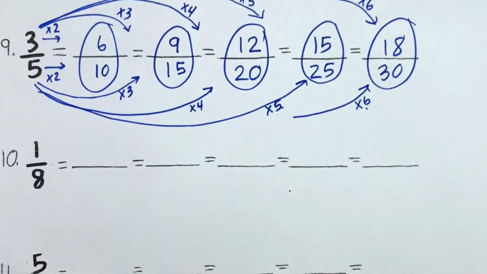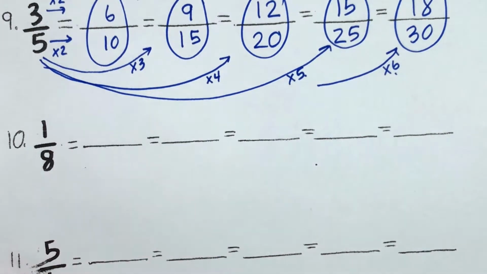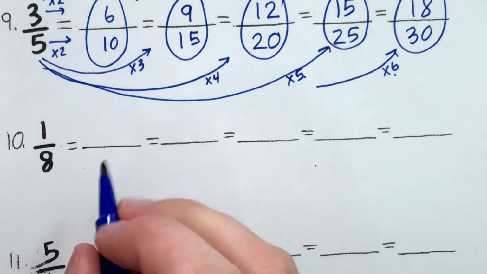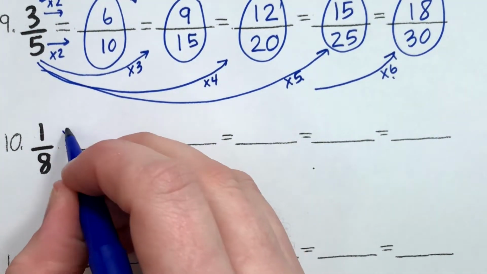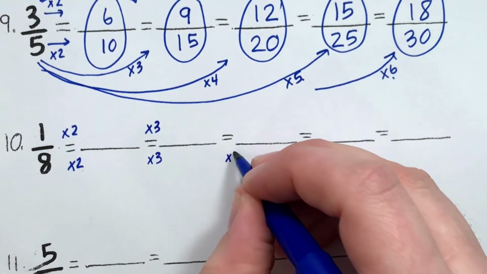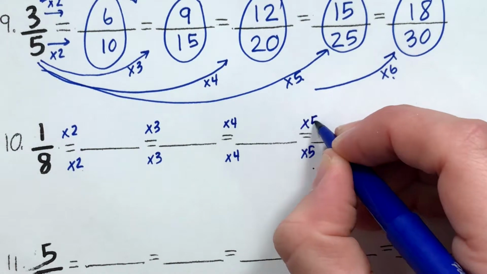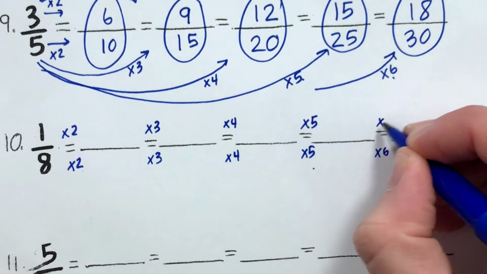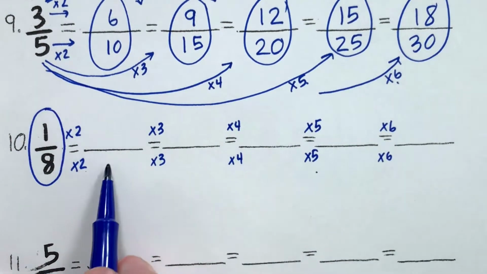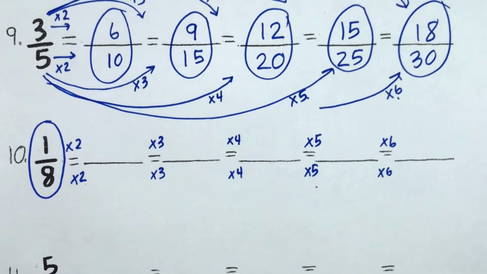All right, so let's look at number 10. Okay, number 10 is 1/8. So this time, instead of doing all the arrows like I did last time, I'm just going to set up my line here by writing what I'm multiplying above and below each equal sign. Okay, but I want to make sure that I'm always going back to my base fraction. I don't want to get confused and start multiplying each denominator together and each numerator. So I'm going to show you exactly what I mean.